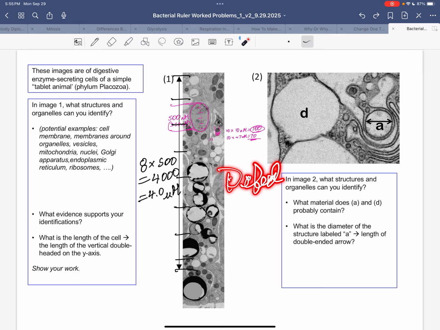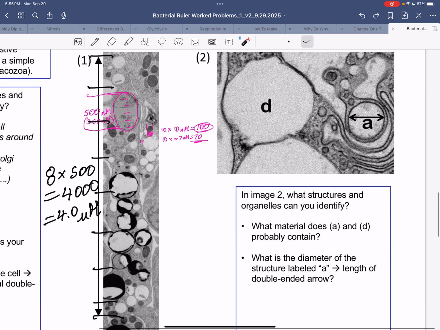And so showing your work means you can defend the answers that you gave, and then you can also check them to see if they're logical. You want to be able to do this quickly, and so practicing bacterial ruler problems will help this become more automatic.